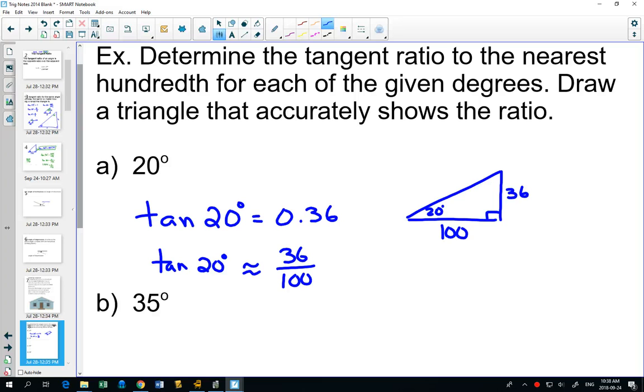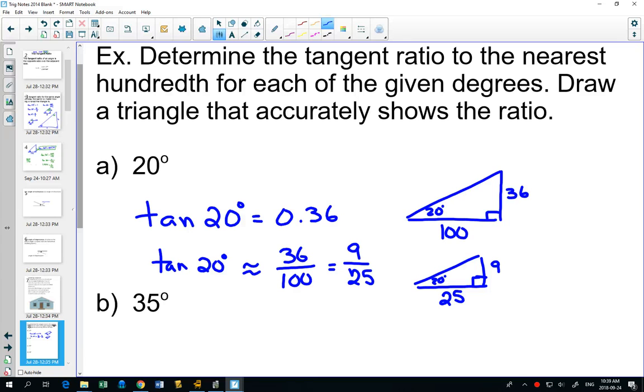Could you reduce 36 over 100 as a fraction? What does it reduce to? 9 over 25? That means you could draw another 20-degree one where the opposite side was 9 and the adjacent side was 25.